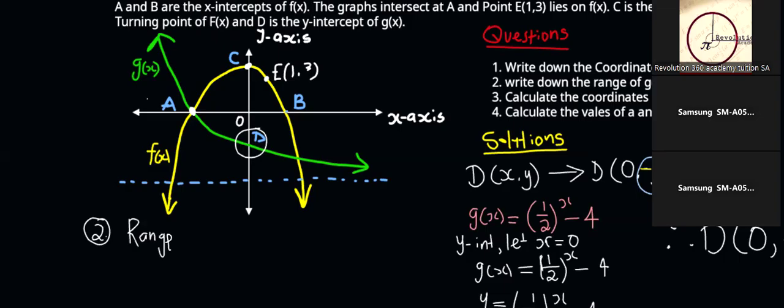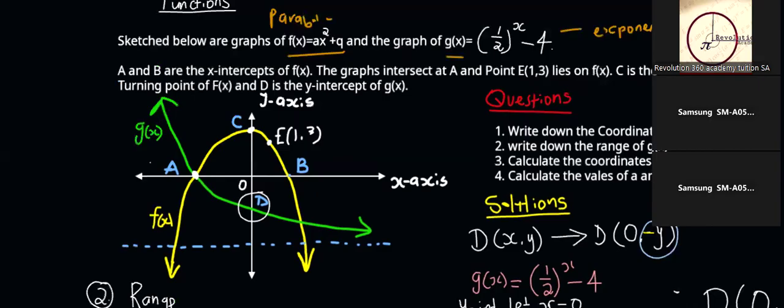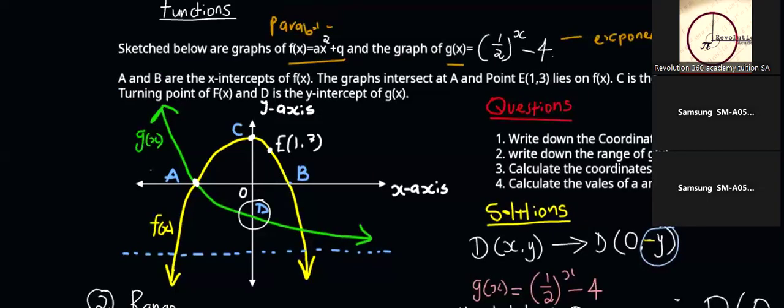One thing that you need to understand, this green graph should not touch the asymptote. This blue dotted line represents the asymptote. And since this is an exponential function, from this equation, g of x is equal to 1 over 2 to the exponent of x minus 4, this negative 4 represents the equation of that asymptote. So this asymptote is the same as me writing q is equal to negative 4. That is the equation of that asymptote, right?